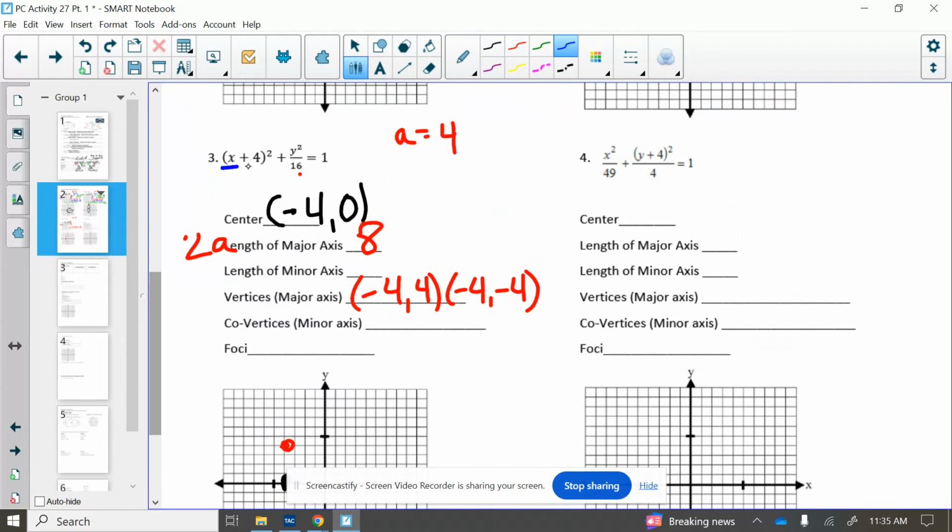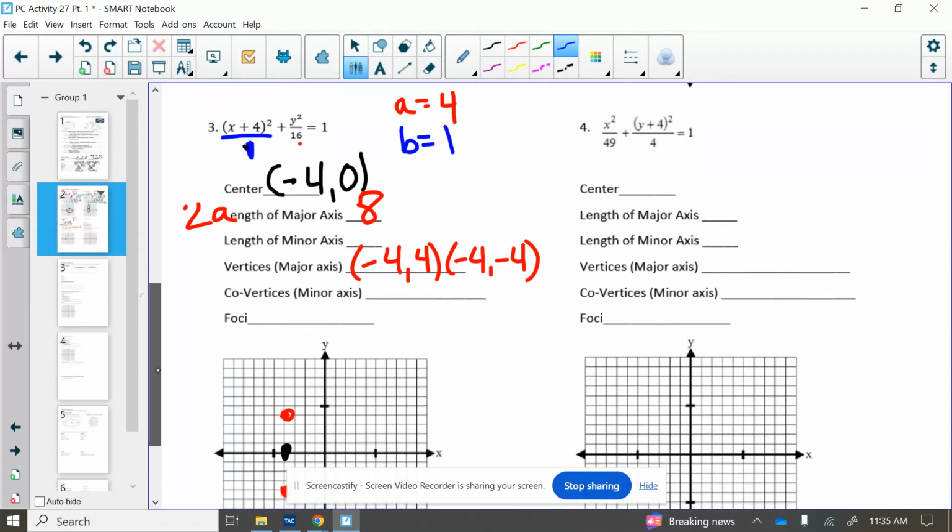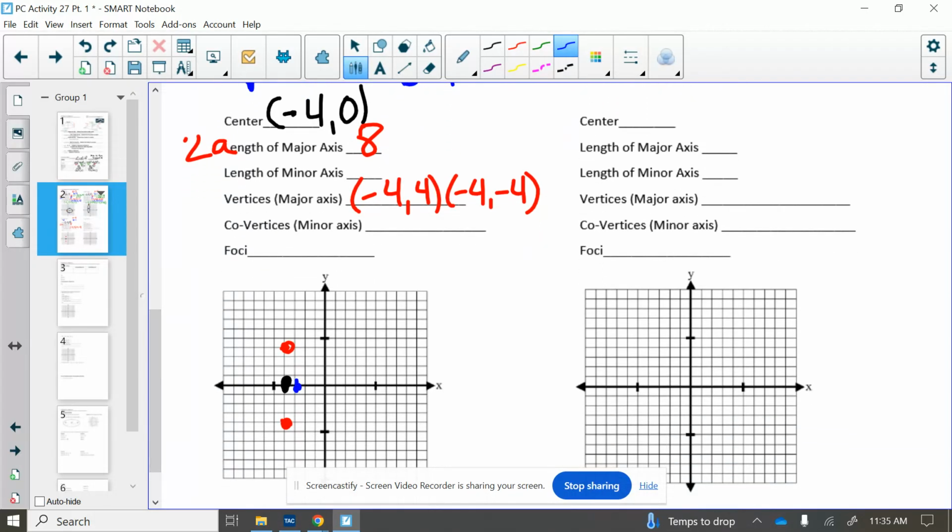Now this time, notice there isn't really a B squared value given in our equation. That's because the assumption is there that it is 1, square root of 1 is 1. So we would be going to the right and the left 1 unit, so that we end up at -5, 0 and -3, 0 as our 2 covertices. And 2 times the length of B will give us the length of our minor axis. So this time that is 2 units.